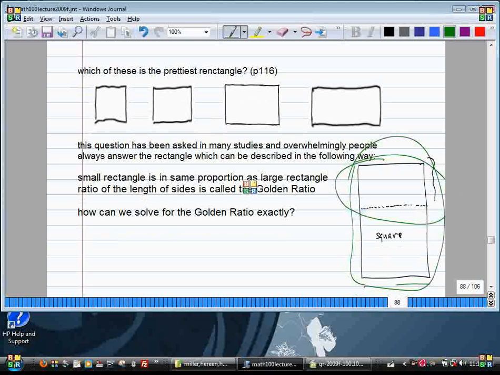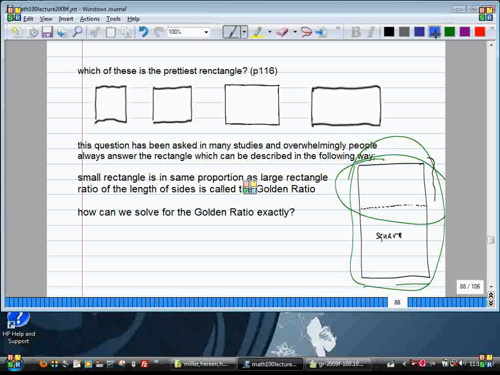Okay. So this proportion has a very special name. This proportion is called the golden ratio. So, how can we find what this golden ratio is? Well, we can set up an equation based on everything that we just said.